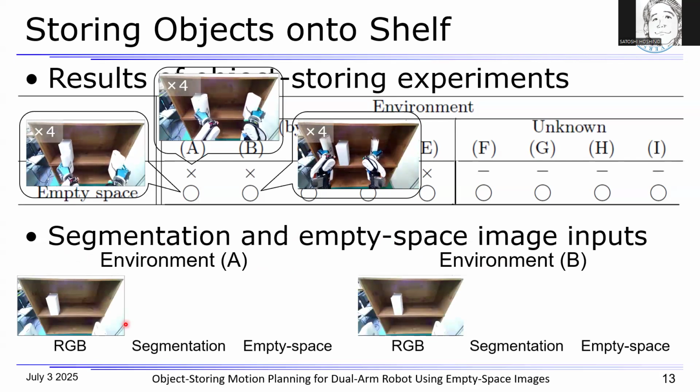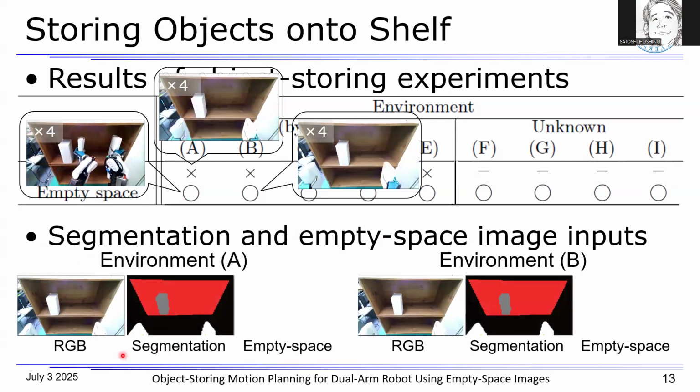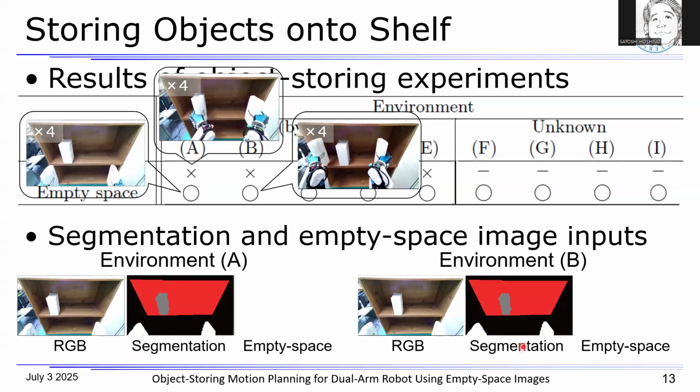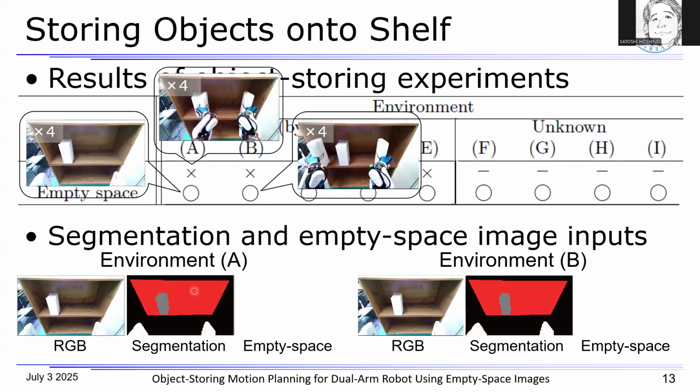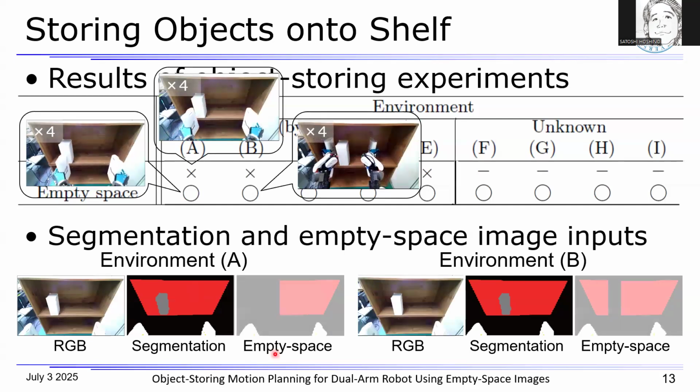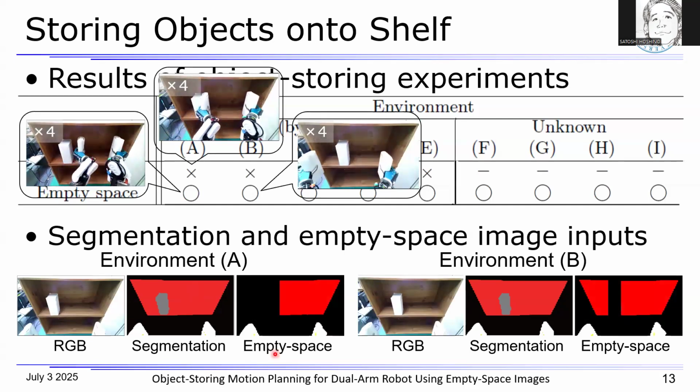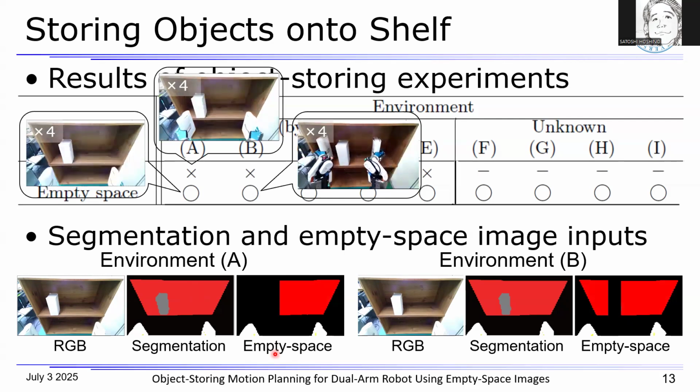For these visually similar image inputs, we can see that the segmentation images were also very similar. So the motion planner was not able to associate the correct storing motions with these different empty spaces. On the other hand, in the empty space images, we can see the different empty spaces. So the motion planner was able to associate the correct storing motions with these different empty spaces.